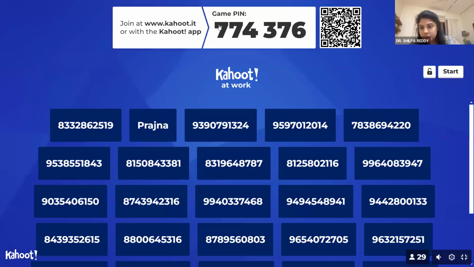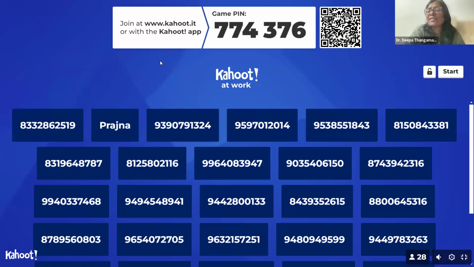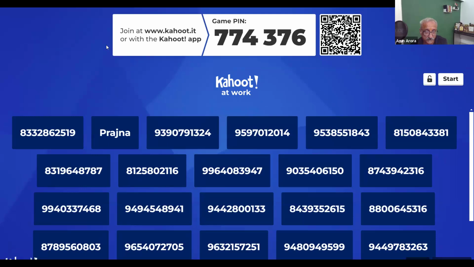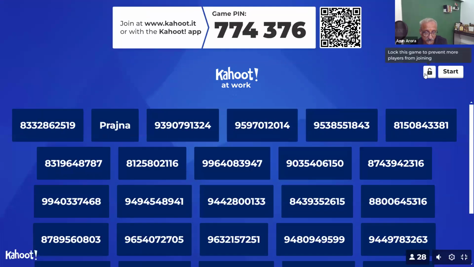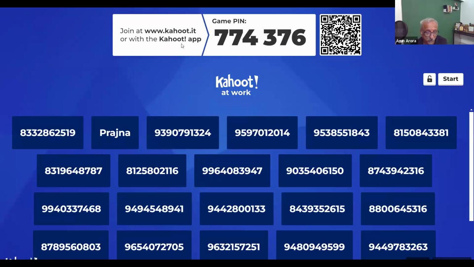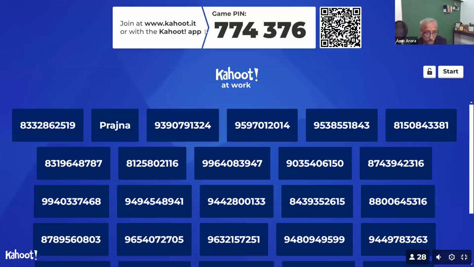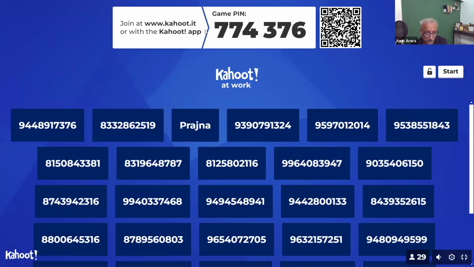There is an option for nickname. As soon as you join in the app, it asks for the pin, then it asks for the nickname. Right. Rajna, you can quit and then join again with your telephone number. Shilpa, tell Dr. Rajna.